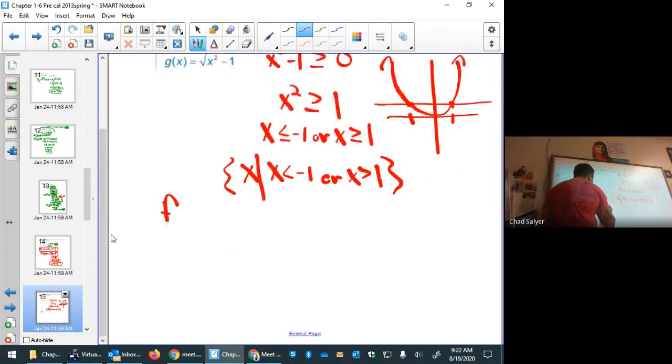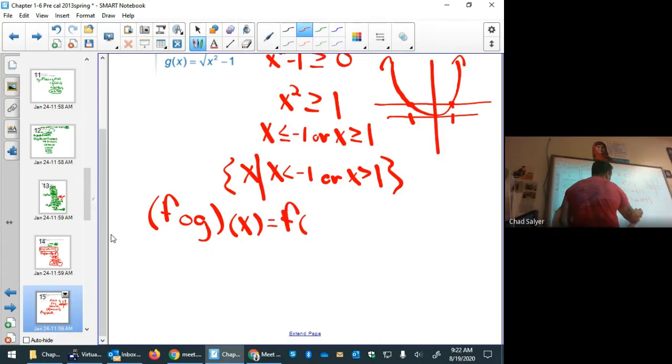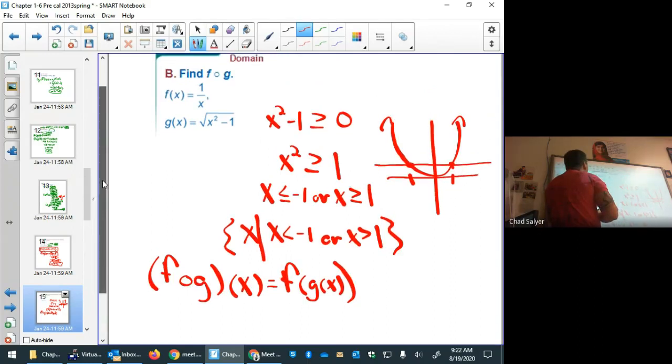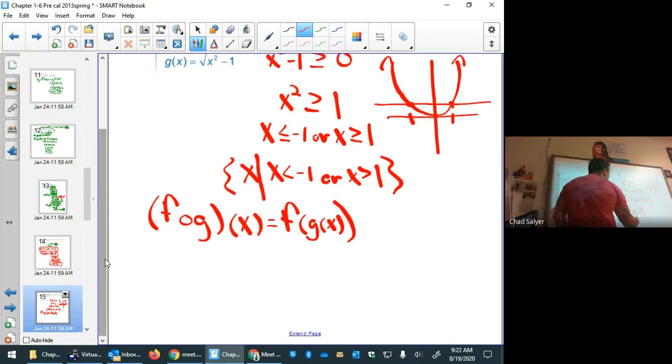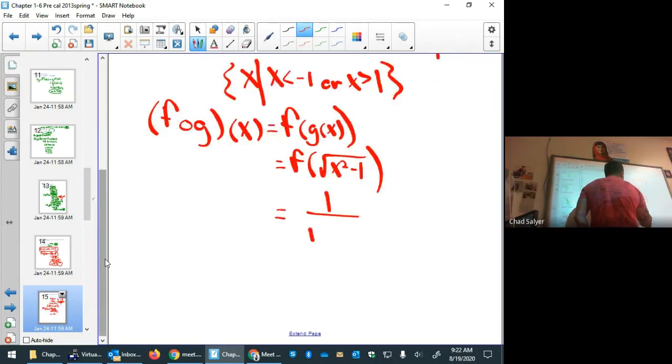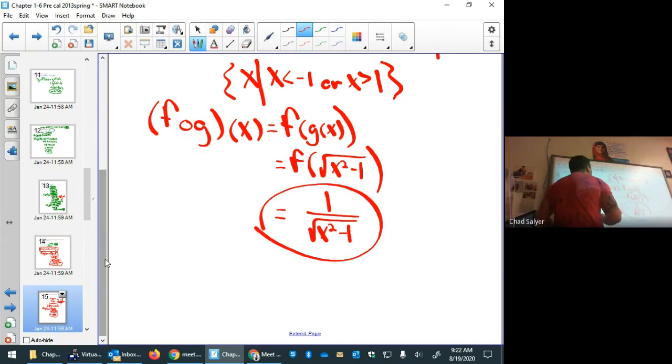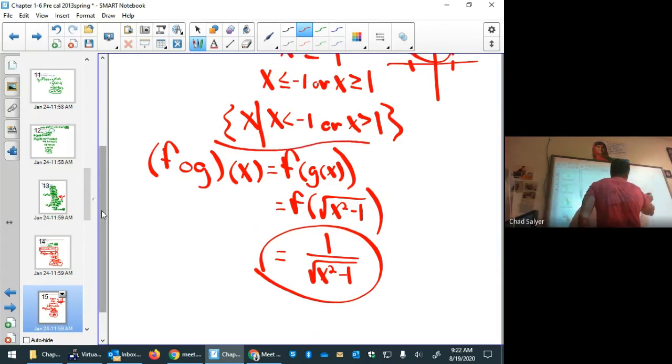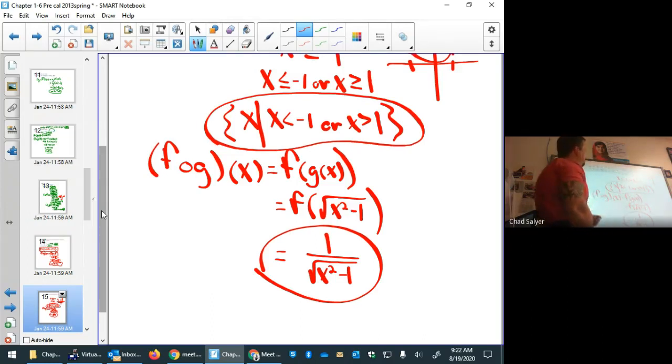Now let's find it. So that's going to be f evaluated at the square root of x squared minus 1. And so that's going to be 1 over the square root of x squared minus 1. So there's our f of g of x, and here is its domain. All right.